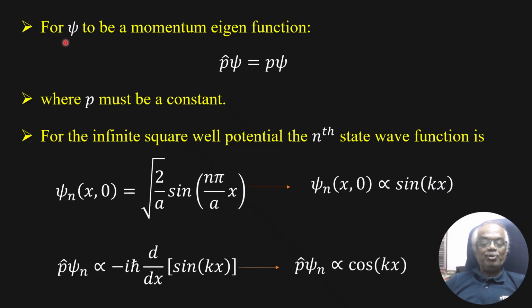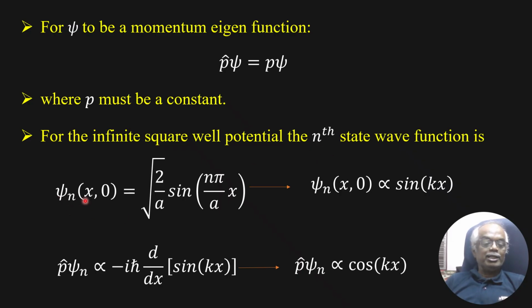So we know that for psi to be a momentum eigenfunction, when the momentum operator acts on the wave function, it has to produce the momentum eigenvalue times the same wave function. That is very important, where p must be a constant. That is an important fact. For the infinite square well potential, the nth state wave function is, remember that I am taking the nth state, not only the ground state, I am generalizing this problem.